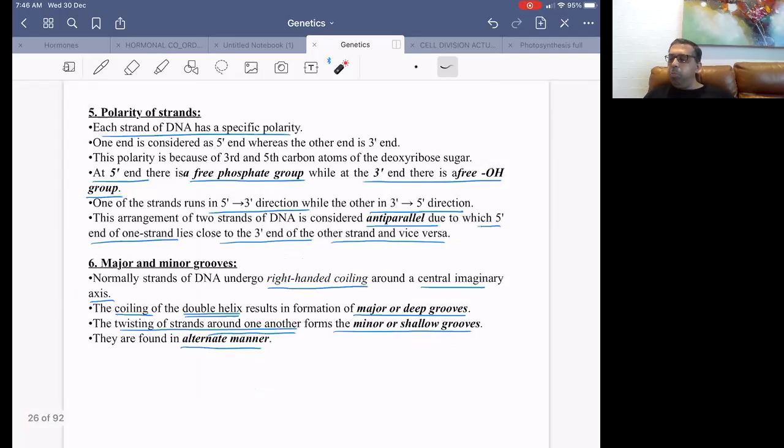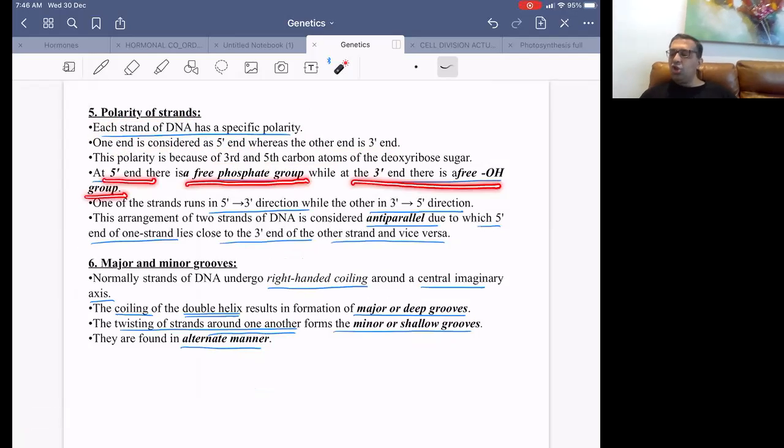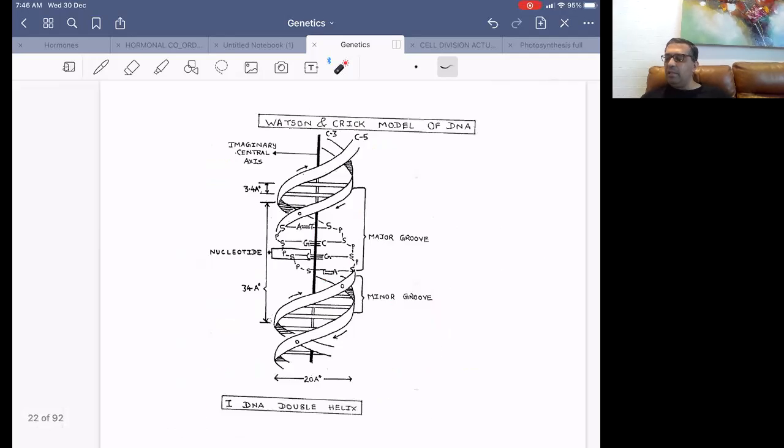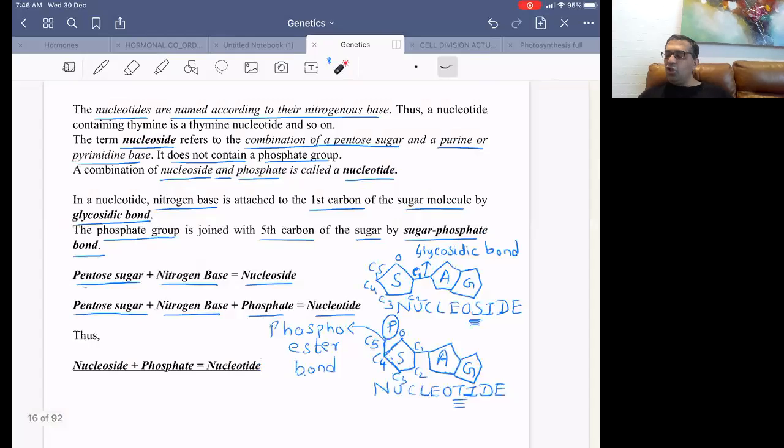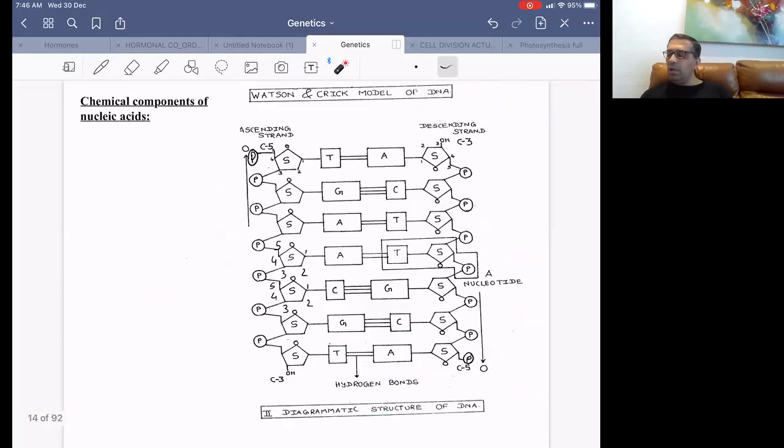Then we have the polarity of each strand. Each strand of the DNA has a specific polarity. One end is called the C5 end, whereas the other end is called the C3 end. The polarity is because of the third carbon and fifth carbon. At the fifth carbon, there is a free phosphate group, and at the third carbon, there is a free hydroxyl group. So check the polarities of the two strands carefully.